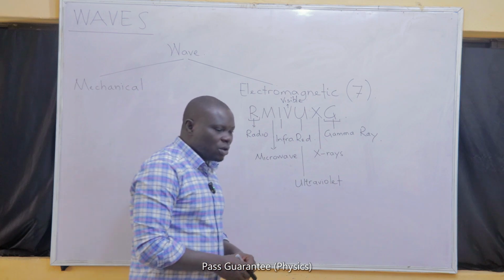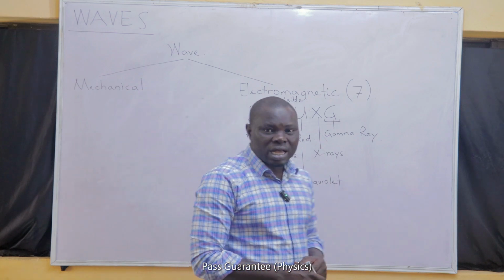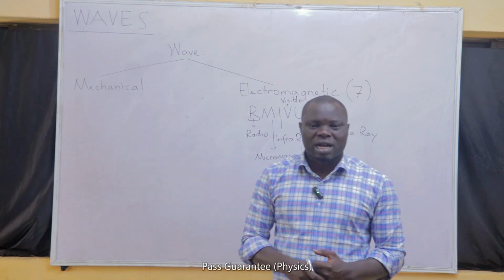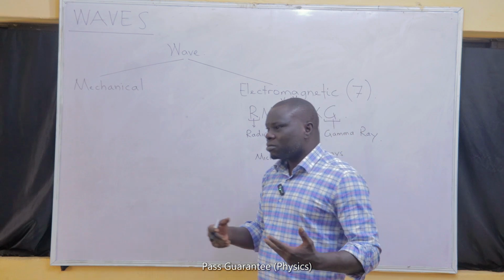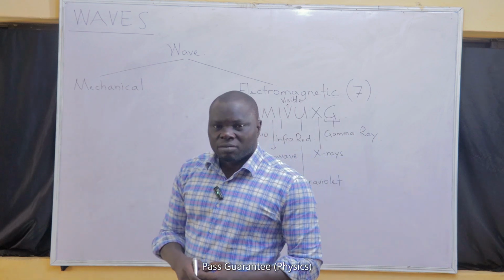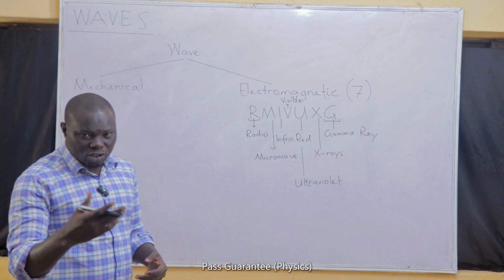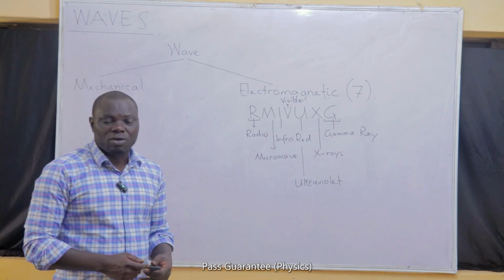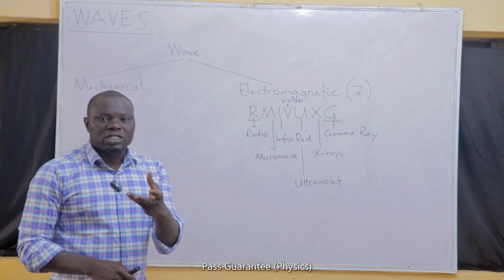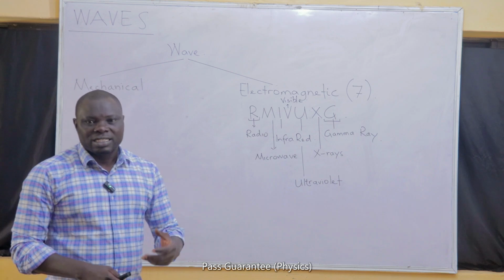Sound is a mechanical wave. Wave on water is a mechanical wave. Wave on rope is a mechanical wave. Wave on a spring is a mechanical wave, because all of those ones require material medium. As I'm mentioning them, you can know the material that is required for each of them. For sound, we require air.